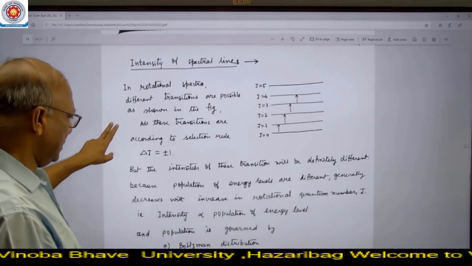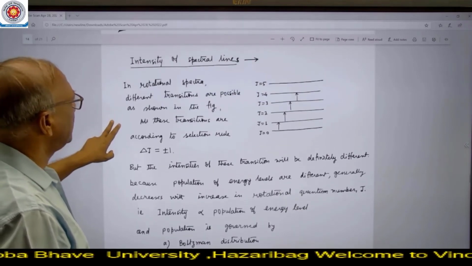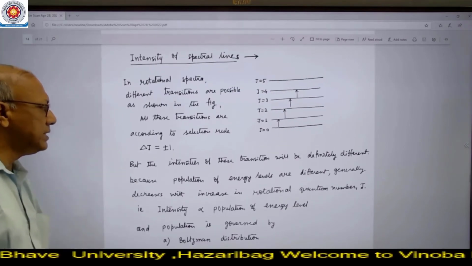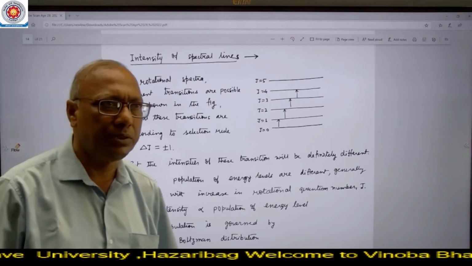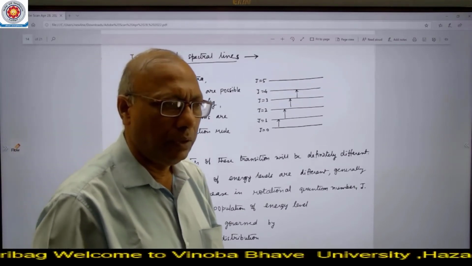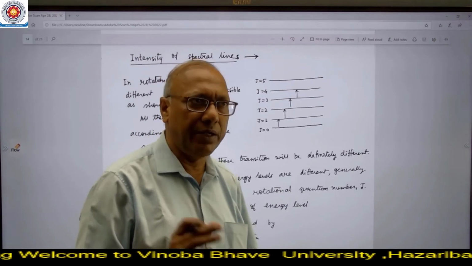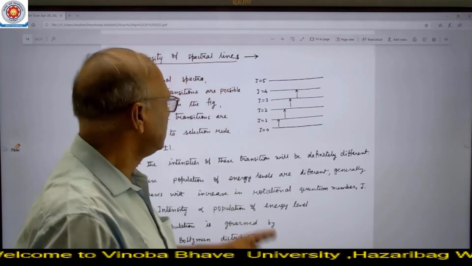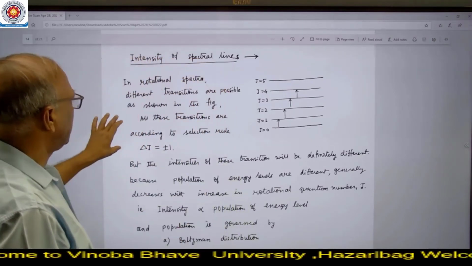Now intensity means how intense the line is. When a line appears in the spectrum, how bright it is. The brightness is called the intensity of the spectral lines.